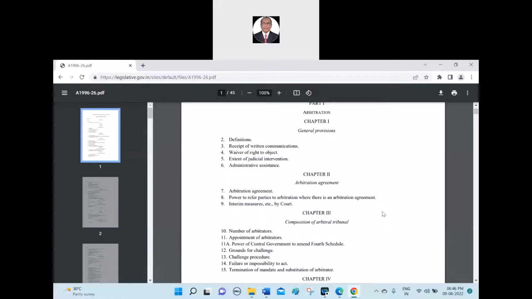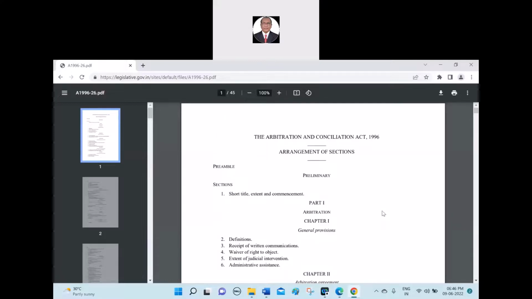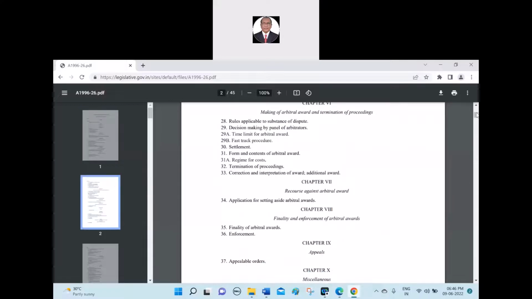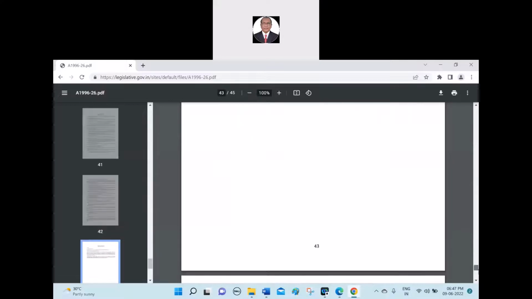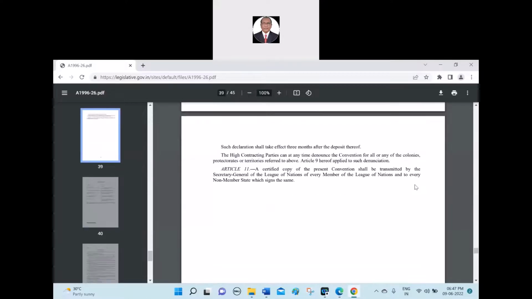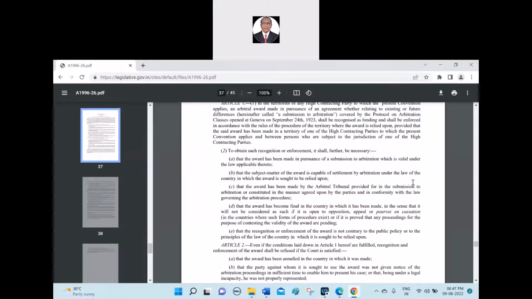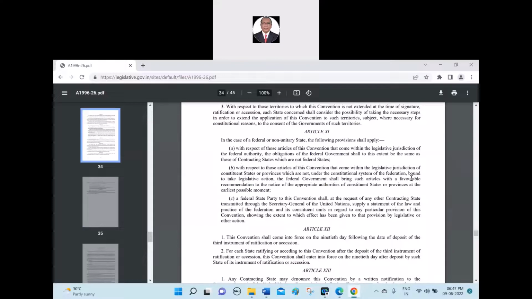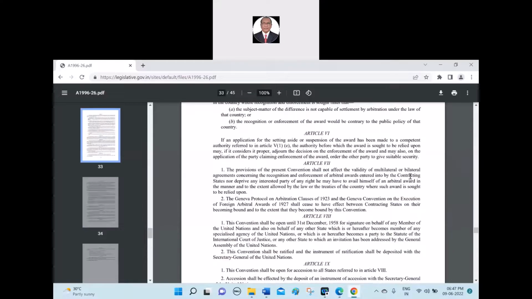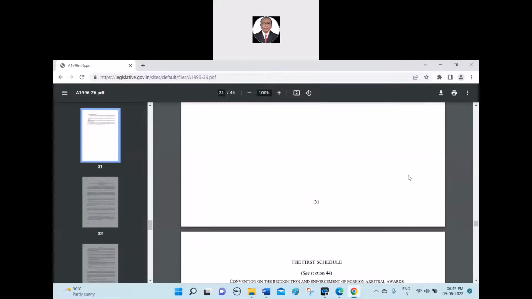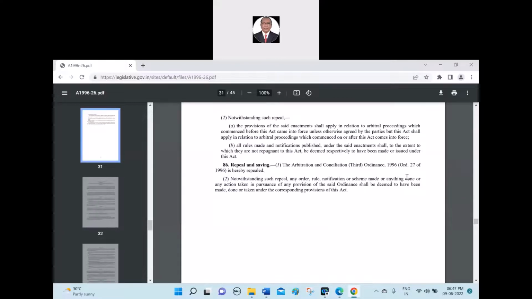How many chapters are there in the Arbitration and Conciliation Act? Sir, we count chapter 2, chapter 3, chapter 4. Okay, we'll drag it down and see what the chapters are. They may ask the question, how many chapters are there in the Act? There are eight chapters. How many schedules are there? To my knowledge, it is 6.